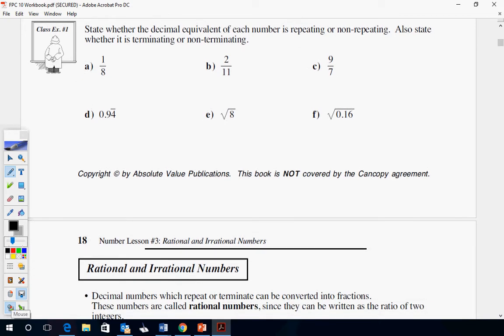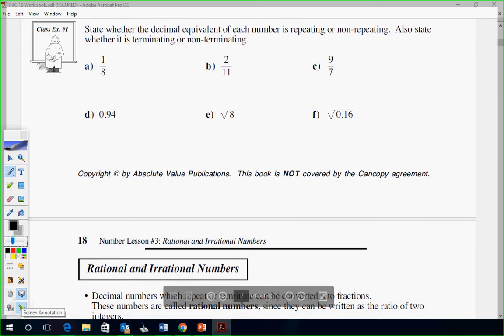Okay, so going through this, state whether the decimal equivalent of each number is repeating or non-repeating. Also state terminating or non-terminating. You can just initial this if you want. Just put R and T, or NR, NT, whichever you want to do. You don't have to write the whole thing out if you don't want to.